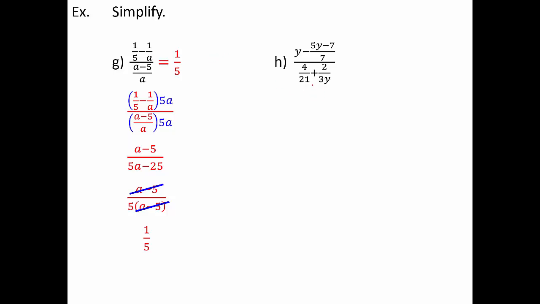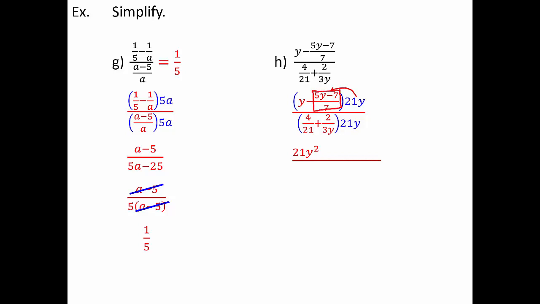So I'm going to start by clearing the fractions. I see a 7, a 21, and a 3y. I recognize that 21 contains both the 7 and the 3, so I know if I multiply by 21, that'll get rid of the 7 and the 3. And I also need to get rid of the y, so I'm going to multiply everything by 21y. Distributing on the top, 21y times y is going to be 21y squared. And then distributing here, I want to be super careful. 21y times this entire term.